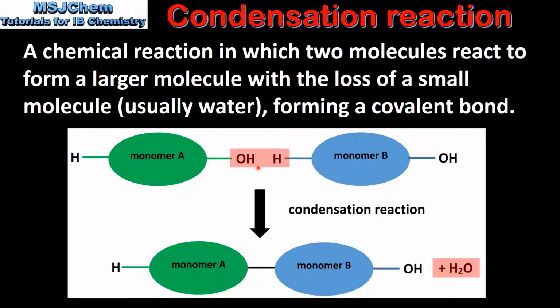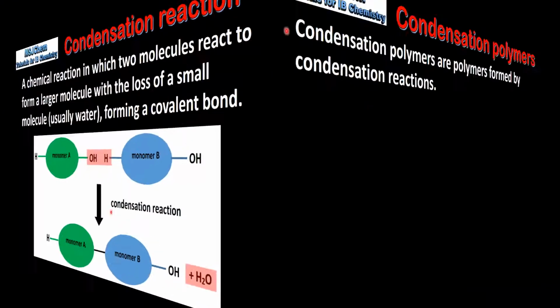The OH group on monomer A reacts with the hydrogen atom on monomer B to produce a molecule of water and form a covalent bond between the two molecules. This is what's known as a condensation reaction.